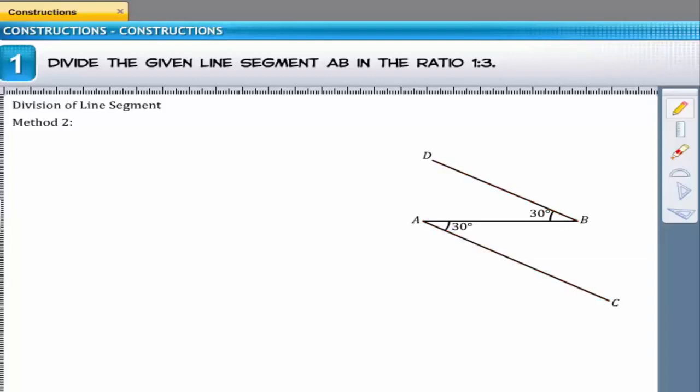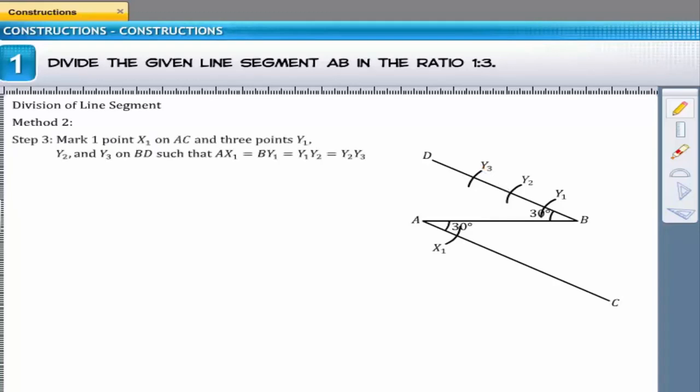Here the given ratio is 1 is to 3. So let us mark 1 point on AC and 3 points on BD. Now open the compass to a small convenient length. As step 3, mark 1 point, x1 on AC, and 3 points, y1, y2, and y3 on BD, such that AX1 is equal to BY1 is equal to Y1Y2 is equal to Y2Y3. Make sure that the distance to which the compass is open is not disturbed as you mark the points.